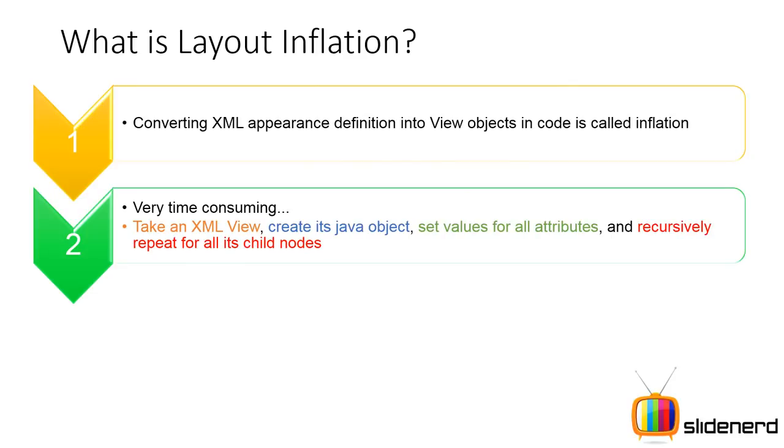Plus, I have written recursively over there, and you're probably wondering what that means. Think about this. The text view is a child inside your linear layout. So first, the linear layout has to be converted. Then it has to go inside every child of the linear layout recursively and convert them from XML to Java, right? And that is why it's a very time consuming and resource intensive operation.